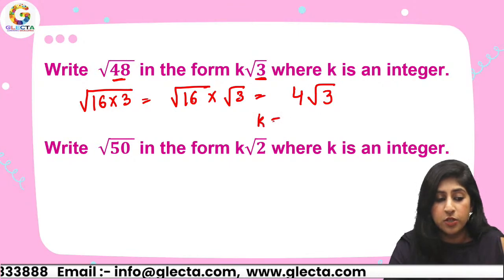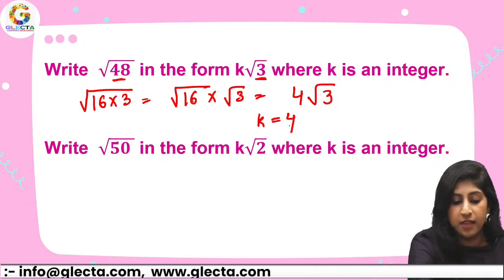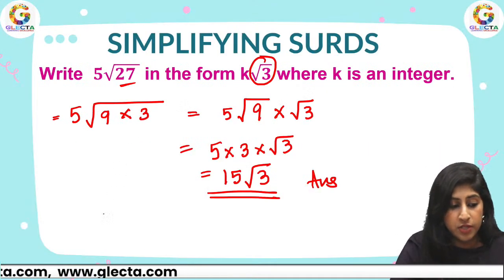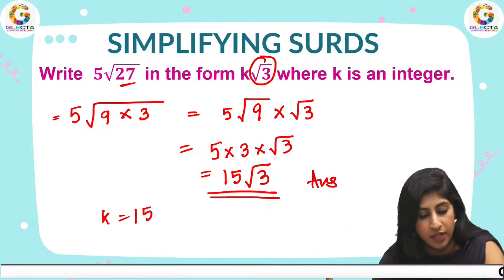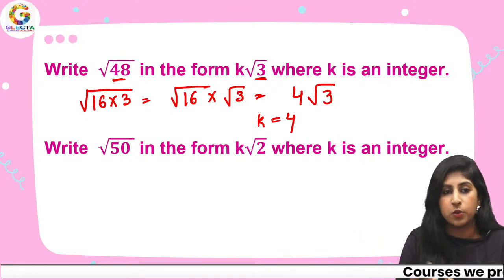So they can also ask you to calculate the value of k. K is 4 in this one. In the previous question, k is the number that is being multiplied by surd 3, right? So k was 15 in the previous question.